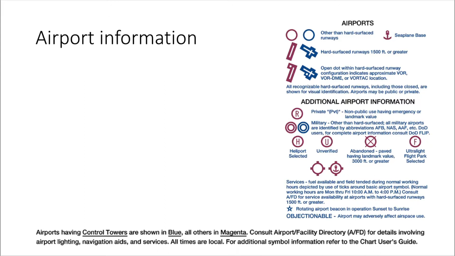Airports are depicted by circles. Some are open and some show runways within them. Anchor symbols identify seaplane bases, and circles with H's in them depict heliports. Blue-colored airport symbols identify locations with air traffic control towers. Magenta-colored airport symbols depict airports that do not have operating air traffic control towers.